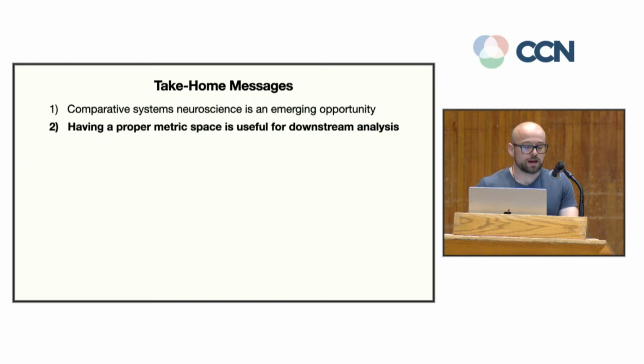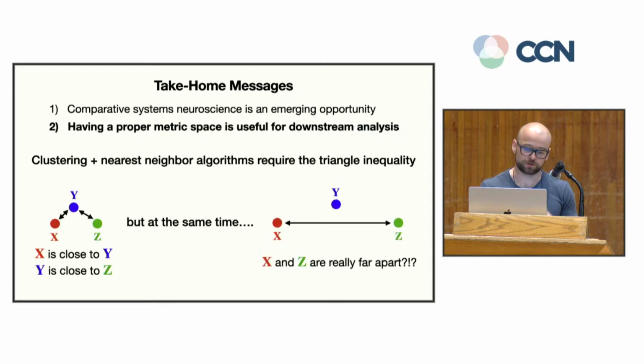Also, I've made the case that if we're going to make comparisons rigorously across a large number of networks, not just 2 at a time, it's very useful to have all the conditions of a proper metric space for downstream analyses. So for example, if we want to run clustering algorithms, it's very useful to have the triangle inequality.